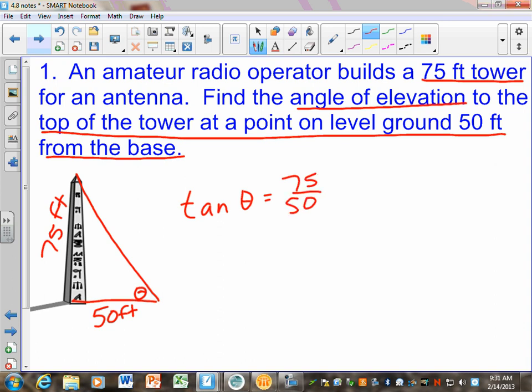If you can't stand it, you can simplify it, but there's no need to, because your calculator is going to help you get the right answer. But it's really important that you know what button we're hitting on our calculator. If I want to solve for theta, am I going to use the tangent button? No. If I'm solving for an angle, I use inverse tangent. That's the only time you use inverse tangent, if you're trying to get an angle. So you hit inverse tangent of 75 over 50 on your calculator.